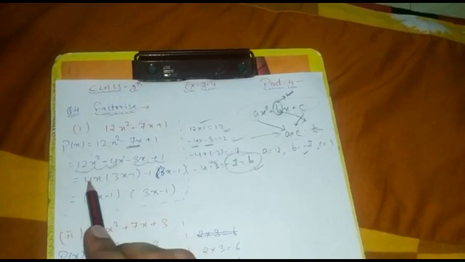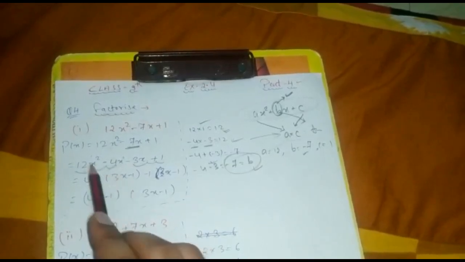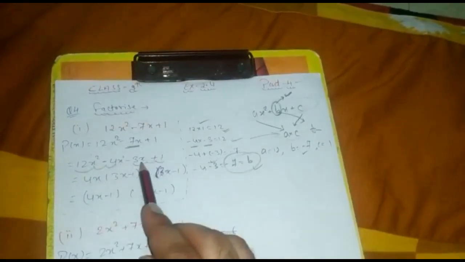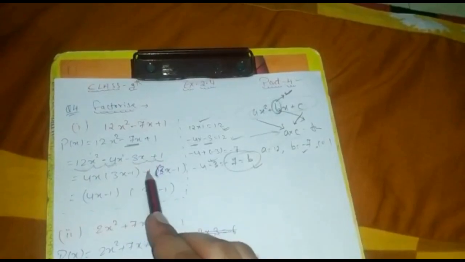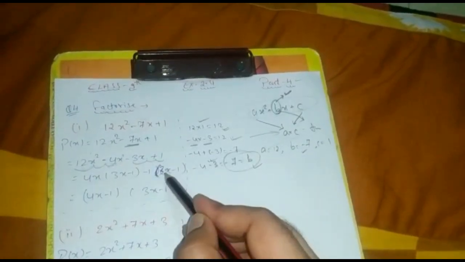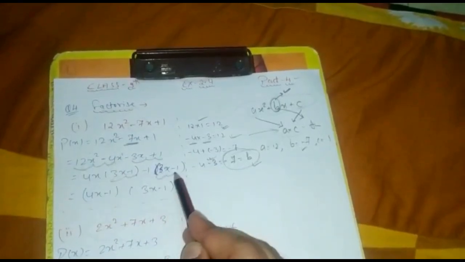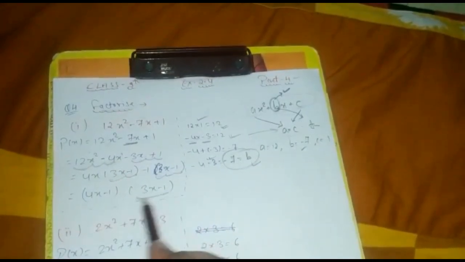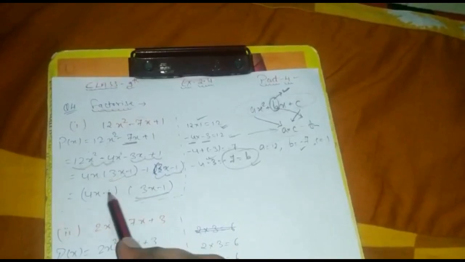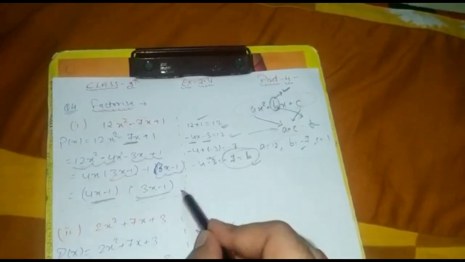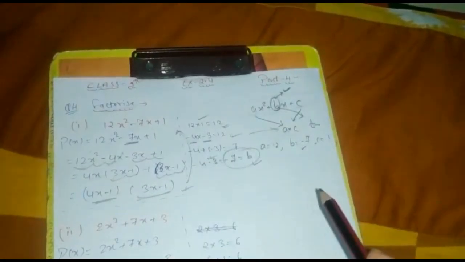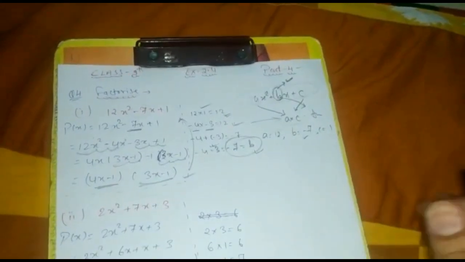When we multiply it, it will become 4 into 3 is 12, x into x is x square, minus 4x, and here nothing is common. So when we take minus 1 common, what will remain? 3x minus 1. So 3x minus 1 is here and 3x minus 1 is here. When we take 3x minus 1 common from both the terms, the remaining term is 4x minus 1. So these are the factors of this polynomial function. Hope you understand the concept.